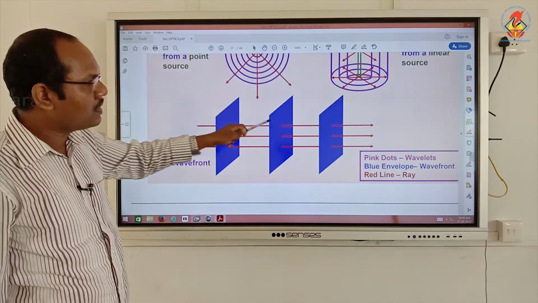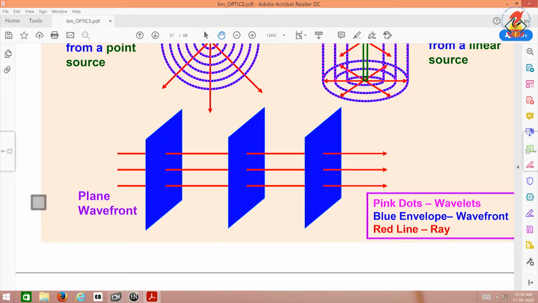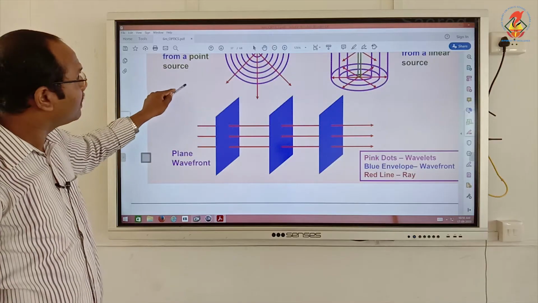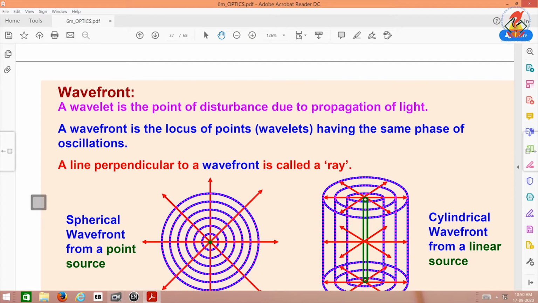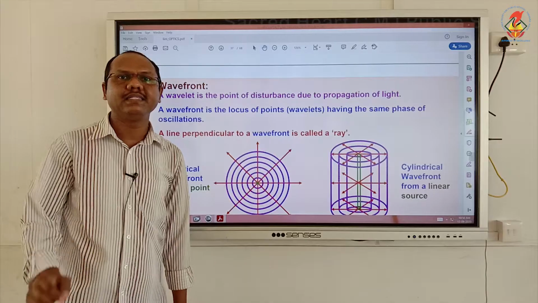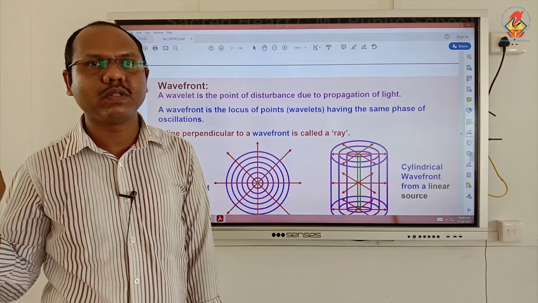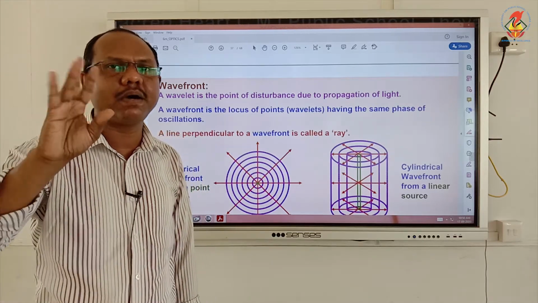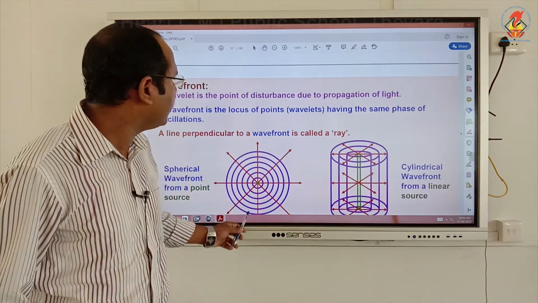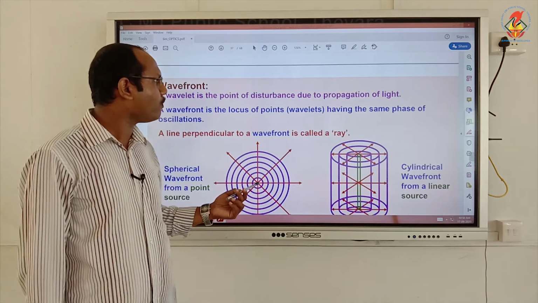Now here I have written like this: pink dots stand for wavelet, blue envelope is wavefront, and a red line is a ray. So what does wavelet actually mean? A wavelet is the point of disturbance due to the propagation of light. That means a part of a wave. So you can just think like this.